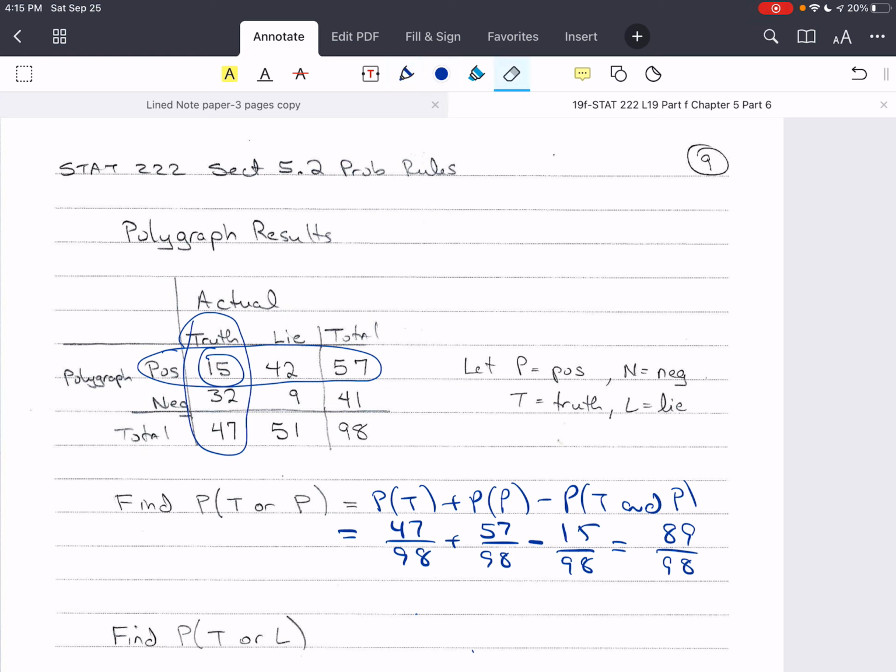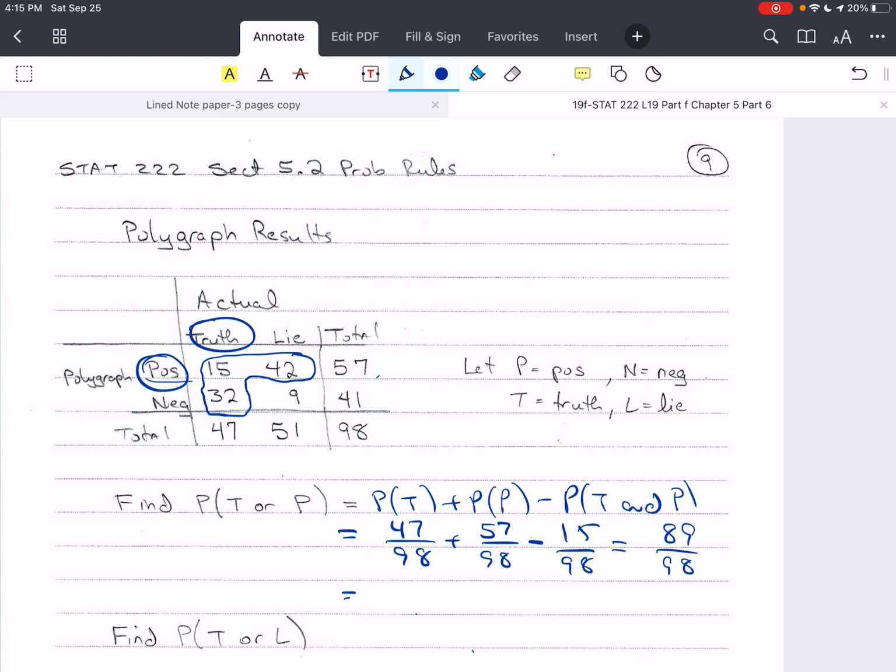So what's the other way of doing this? Without using the addition rule, I want positive and I want truth. So I'm going to do this a different way. I've got the positive, I've got the truth, so I'm going to circle everything like that.